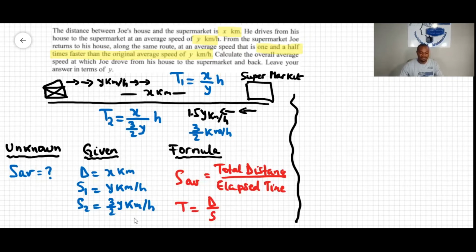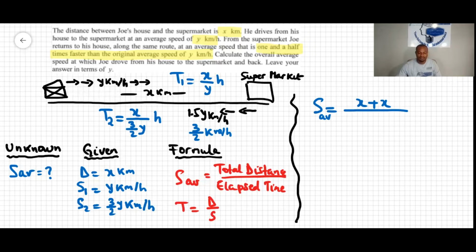Now, to find the average speed, we will substitute these. The average speed will be the total distance, because the question says the overall average speed at which Joe drove from his house to the supermarket and back. So this will be X plus X: the distance from home to the supermarket, and then from the supermarket to his home.